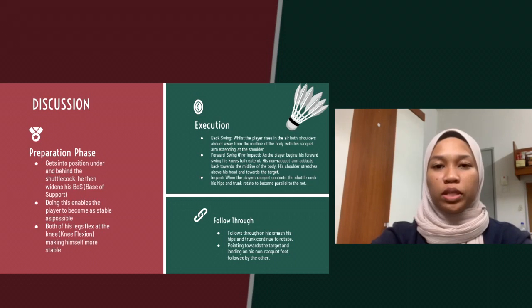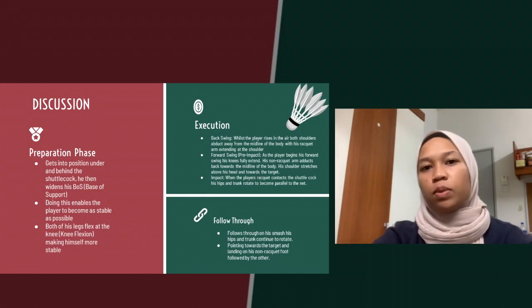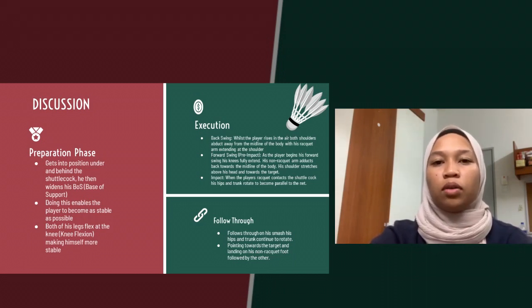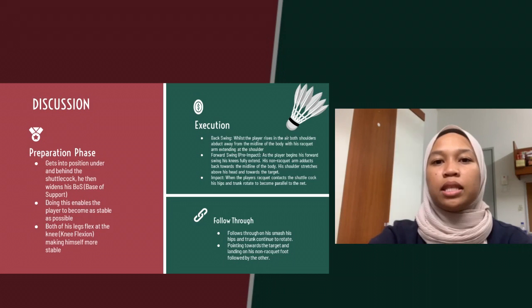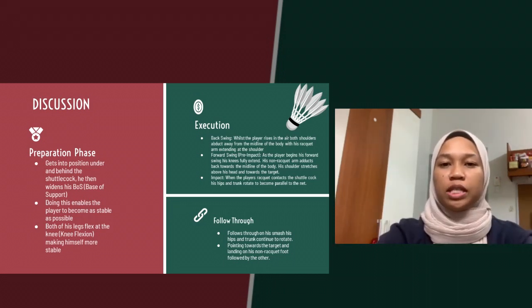Next is the forward swing. As the player begins his forward swing, his knees fully extend, knee extension, as he transfers his body weight forward and his toes point down towards the court, ankle plantarflexion. His non-racket arm adducts back towards the midline of the body, creating momentum which helps his hips and trunk begin to rotate towards the net. His shoulder stretches above his head and towards the target with his arm fully extended at the elbow, elbow extension. The last part in execution is impact.